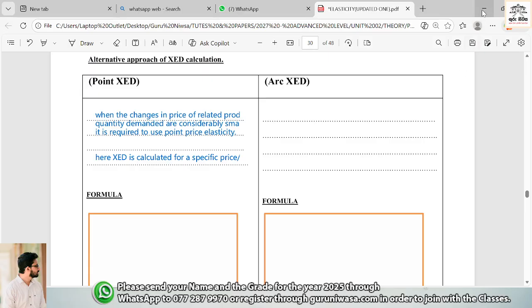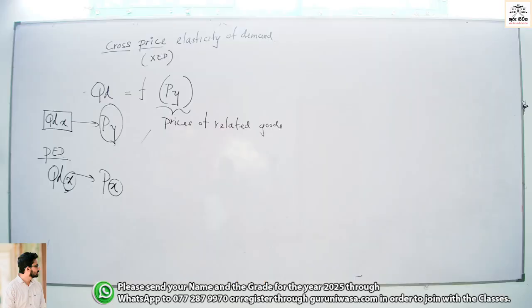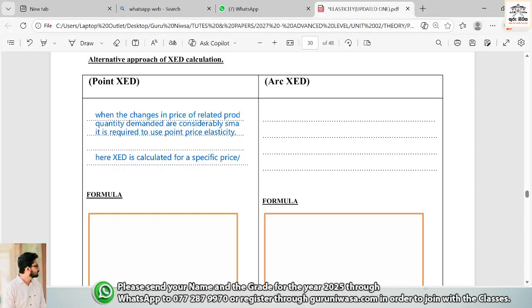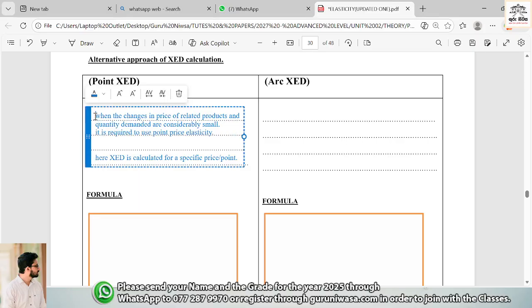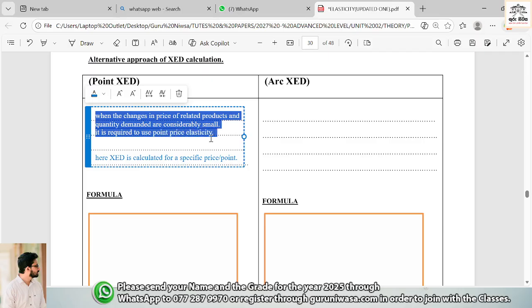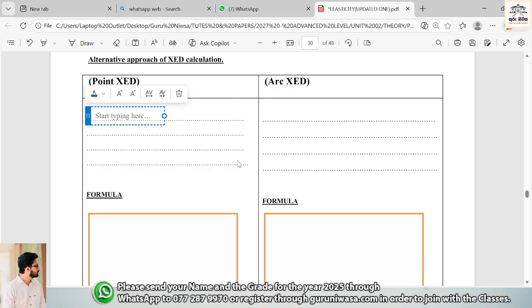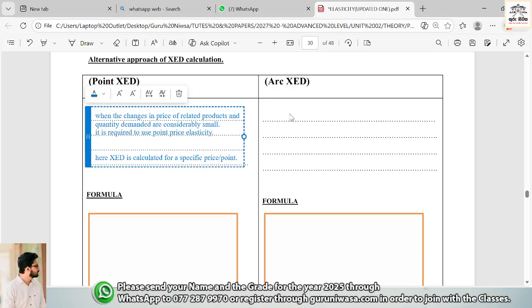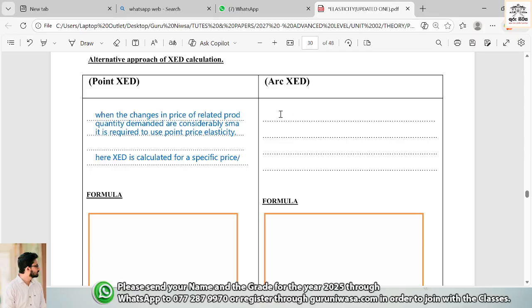Okay, equation, look at the board. The same. We can write down the definition for the second one also. Write down the opposite: when changes in price of related goods and quantity demanded are considerably large, it is required to use arc price elasticity of demand.